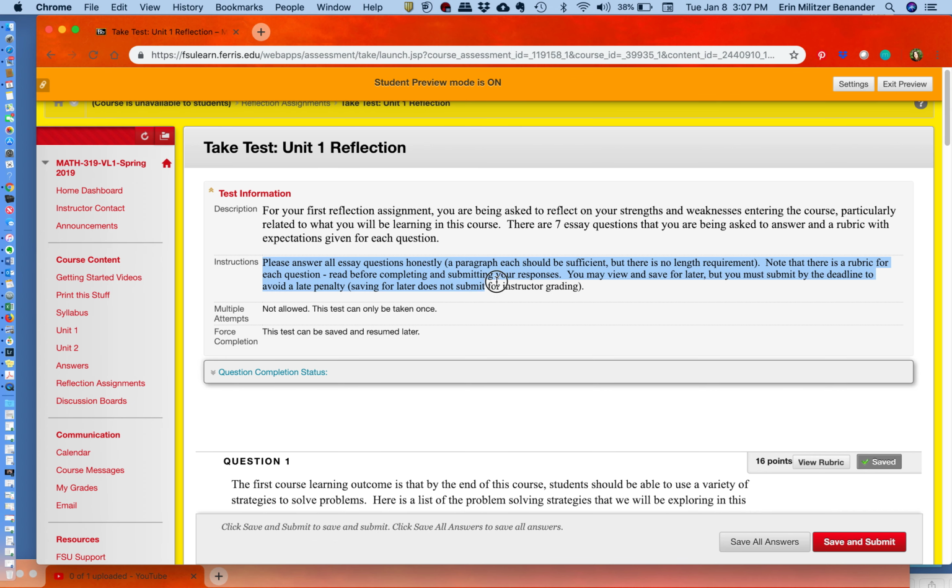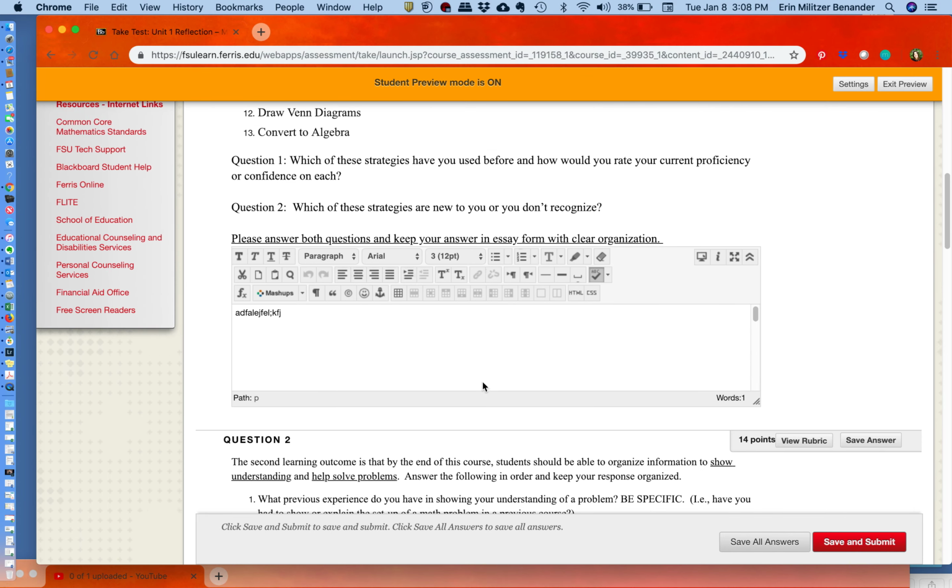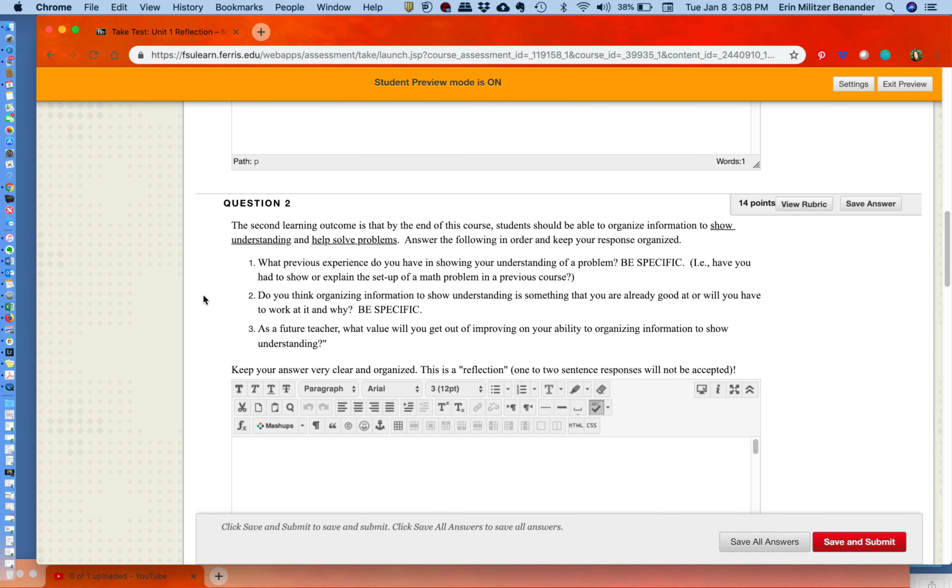If you continue, this is on the first page, but it says you're supposed to be answering these questions, like I said before, and you can save it for later, because you can look at the question. So let's look at question number 2, for example. The second learning outcome is that by the end of the course, students should be able to organize information to show understanding and help solve problems. Answer the following in order and keep your response organized.